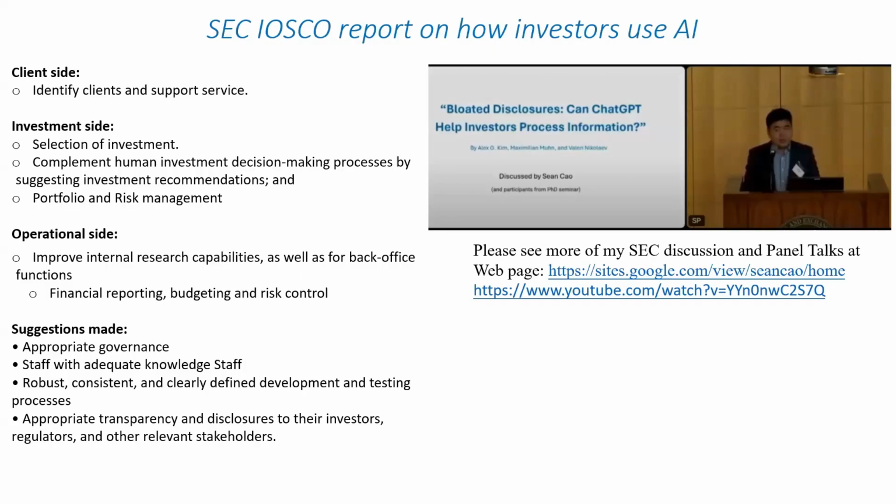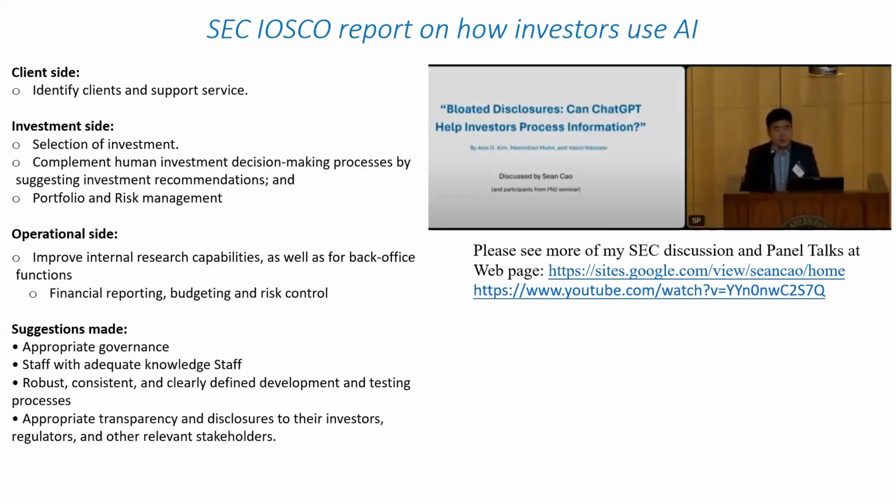And on the operational side, AI can help to reduce back office functions. They're using AI to do the reporting. There's a cost of reporting, right? They use AI for accounting too, since investment companies have accounting offices. AI can help to reduce the cost in the back office by automating financial reporting, budgeting, internal risk control, and a lot of other stuff.